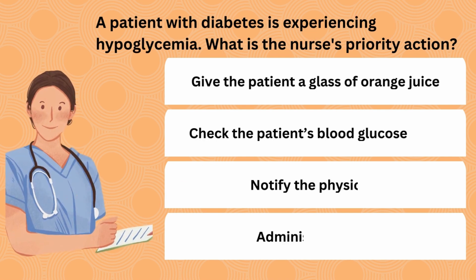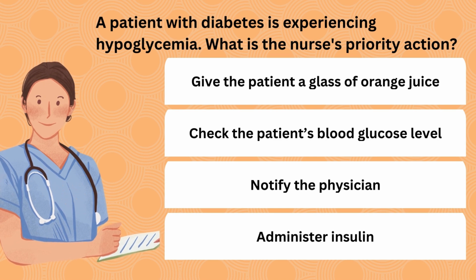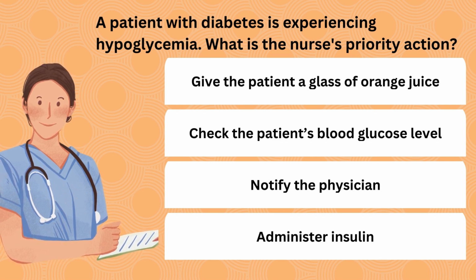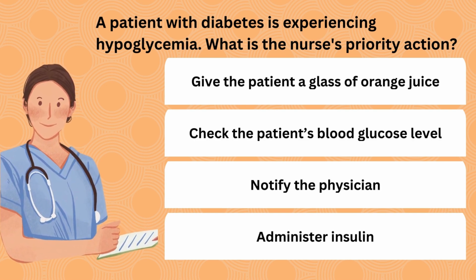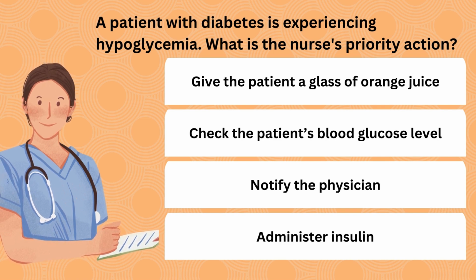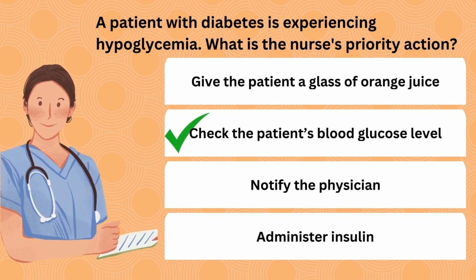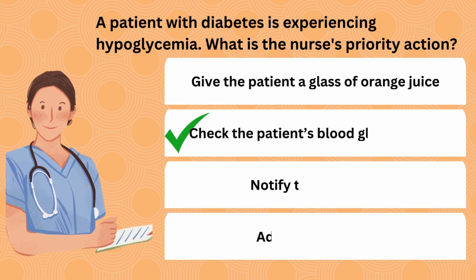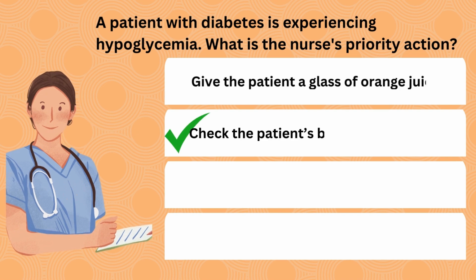Question 15. A patient with diabetes is experiencing hypoglycemia. What is the nurse's priority action? Is it A. Give the patient a glass of orange juice. B. Check the patient's blood glucose level. C. Notify the physician. D. Administer insulin. The correct answer is B. Check the patient's blood glucose level. Checking the blood glucose level is the first step to confirm hypoglycemia and guide appropriate treatment.